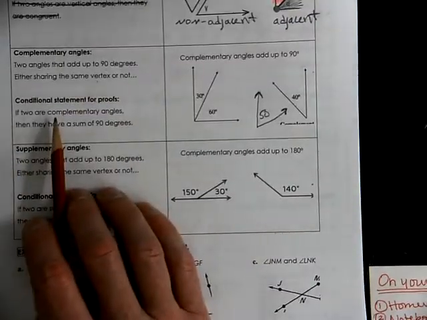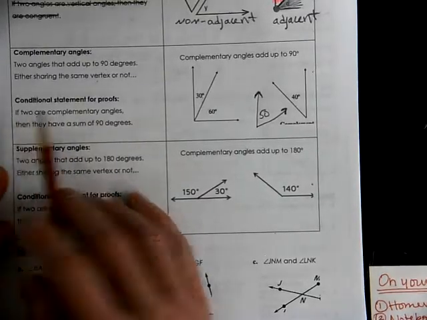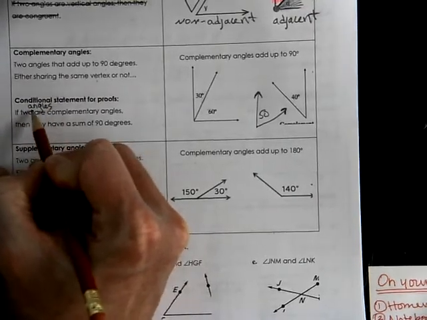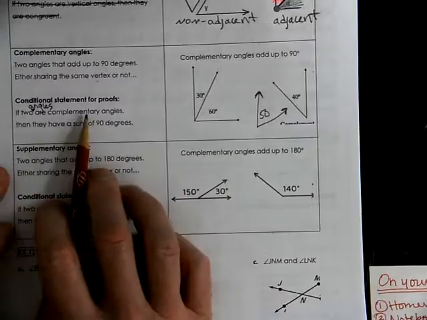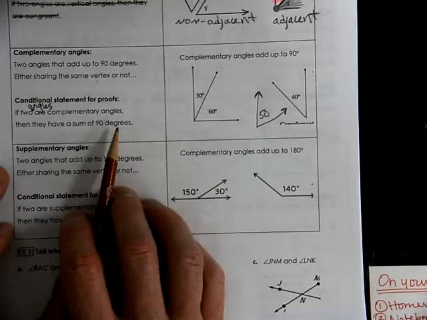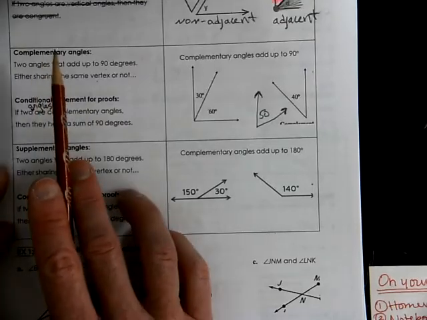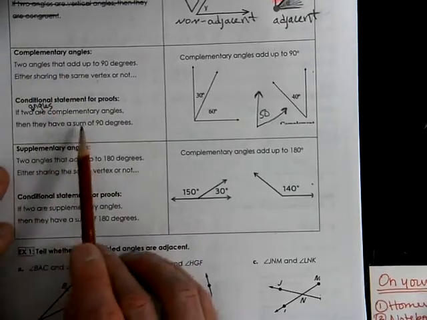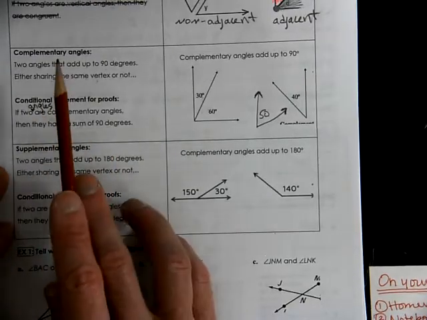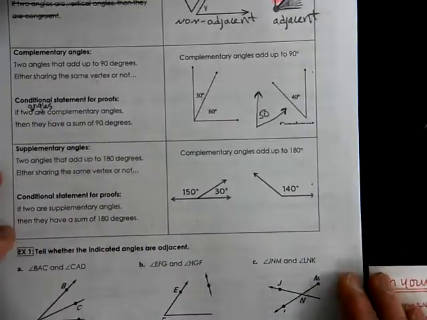Now, in our proof, we're going to use these statements. If two angles are complementary angles, then they have a sum of 90. You're going to end up writing that in your proof. As soon as you hear that they are complementary angles, you're going to make the statement that their sum is 90 degrees when we're writing out those proofs we've talked about in the past.